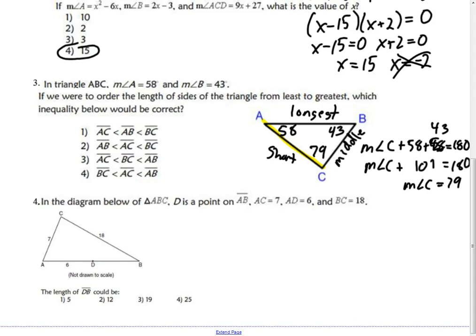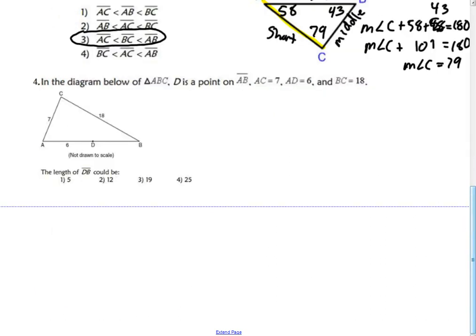So which inequality would be correct then? Number 3 here: AC is less than BC, which is less than AB. Hopefully those are questions where you think, please ask me that question, because it's a pretty straightforward relationship. Not a lot going on there.